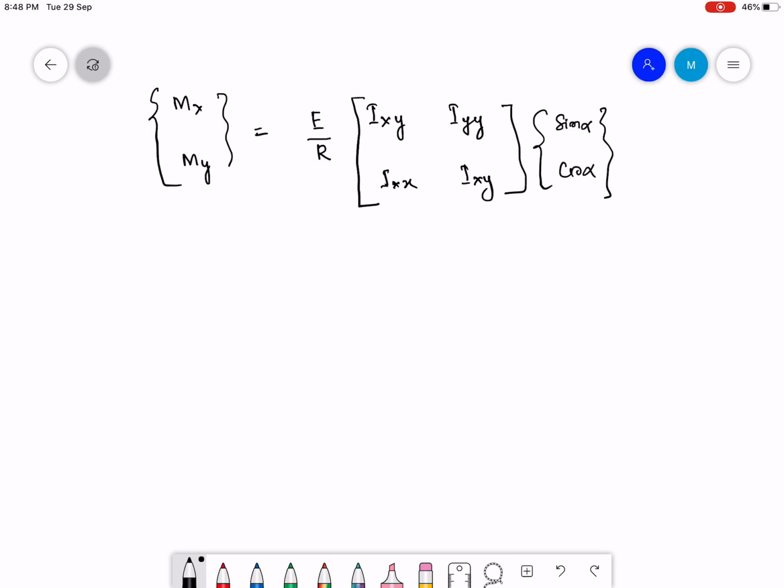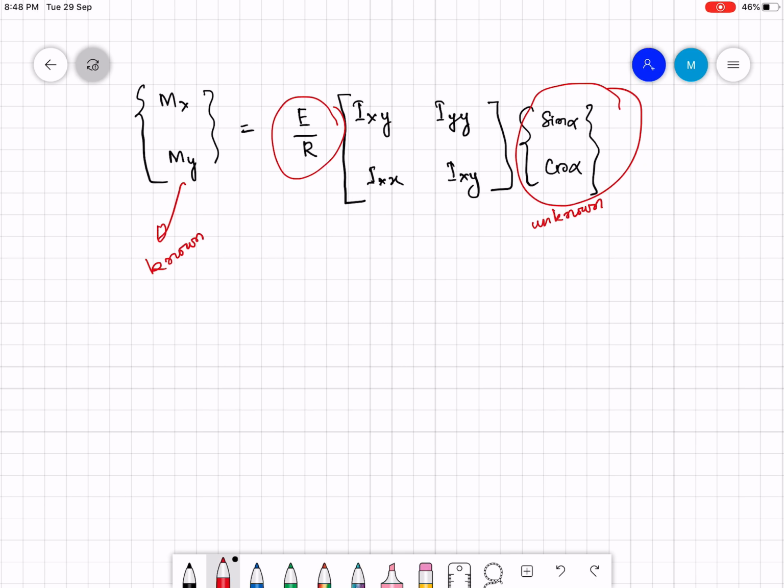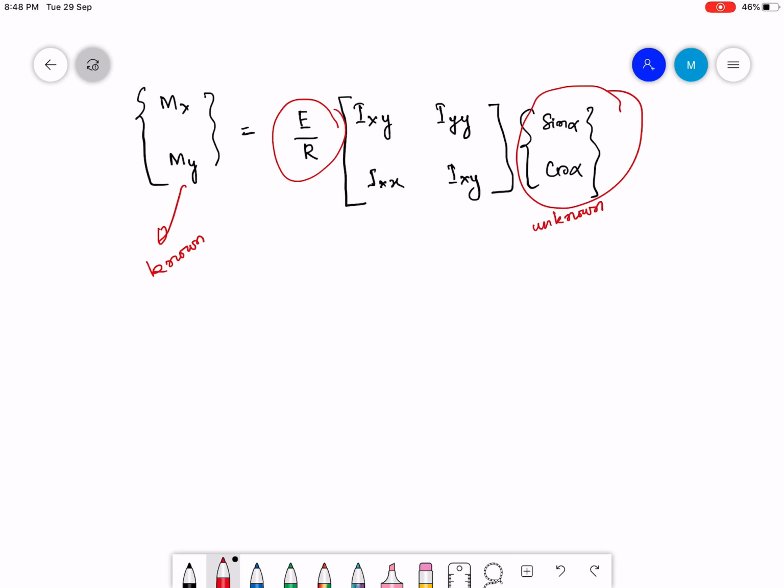Now let us see what is happening to the equation. In this equation the unknown parts are E by R and sine alpha cos alpha. This is the known parameter. Of course, I always have to know the applied moment, otherwise that's not possible. So I always know Mx and My. So let us try to express E by R, sine alpha cos alpha in terms of the known parameters. That would be easy, right?